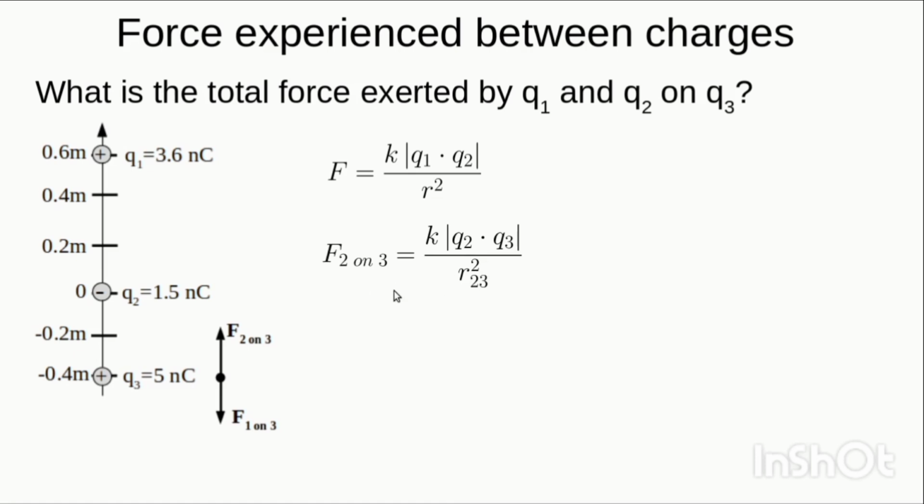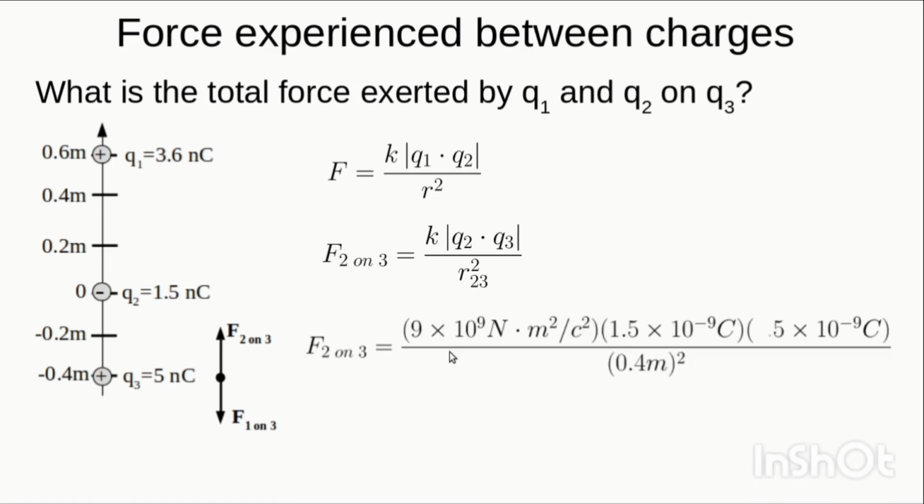Okay, so what's our Q2 and what's our Q3? Which is 1.5 and 5. So we have our K here as 9 times 10 raised to 9 newton meter squared per coulomb squared. Then we have our Q2, which is 1.5 nano. Our nano here means 10 raised to minus 9. Our Q3 is 5 times 10 raised to minus 9 coulomb, all over 0.4 meter squared, which is the distance between them. So when you resolve this using your calculator, you get 421 times 10 raised to minus 9 newton.